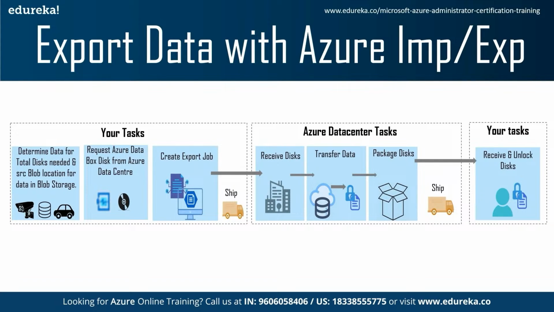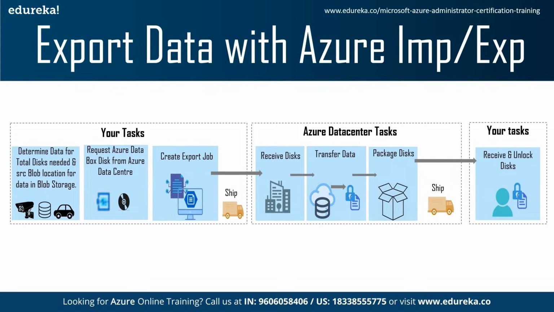The third one is to create the job. Create an export job by using the Azure portal or the REST API. Provide the following information: a name for the job, a storage account that holds the blobs to export, the blobs in the account that contain the data to export, and also the shipping carrier and return shipping information for the disk.